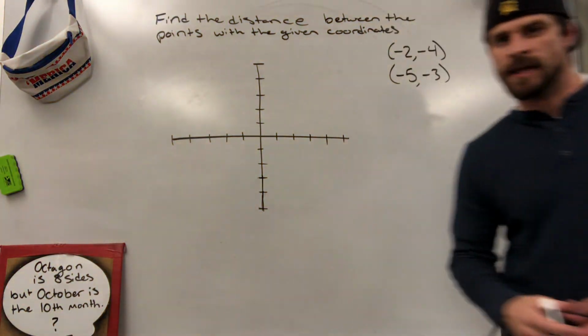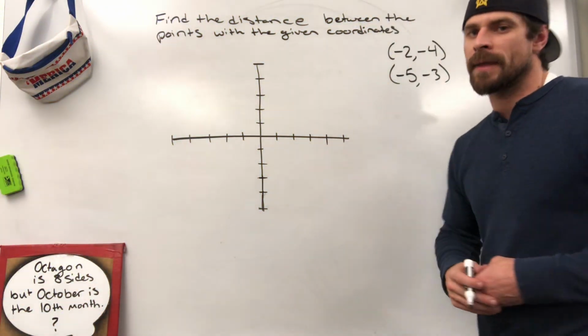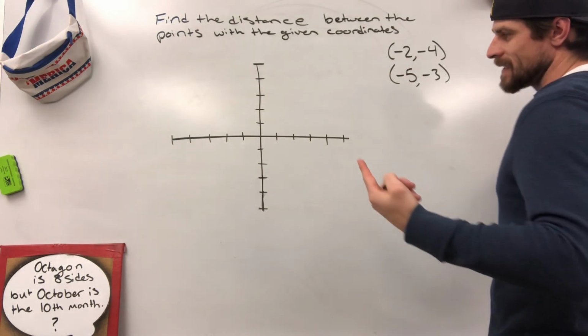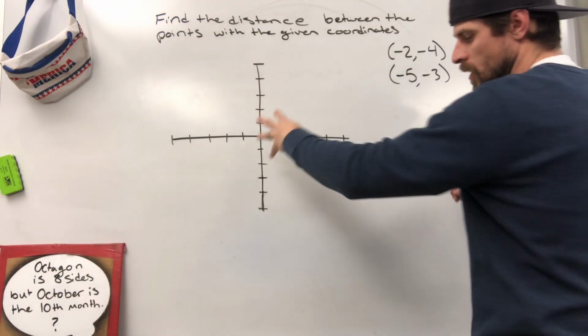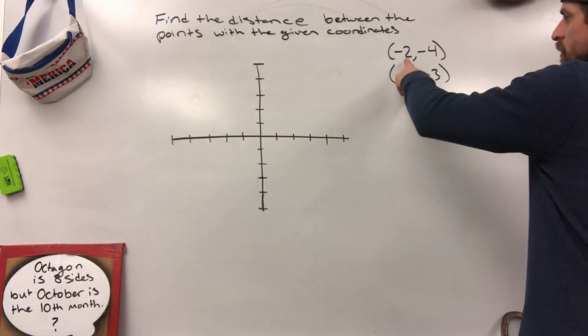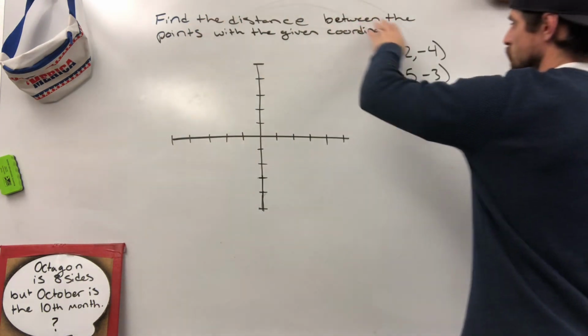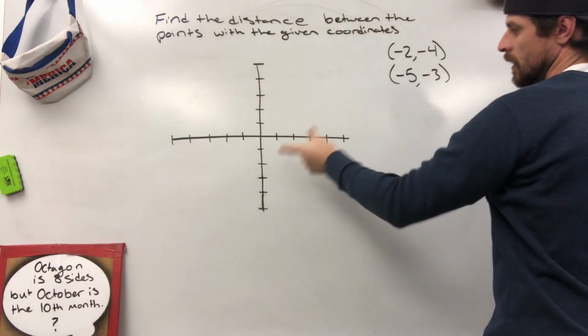All right, here's one of my favorite types of problems to give when we first start working through the Pythagorean theorem. I'm going to ask students to plot two dots, and then they've got to find the distance between those two dots on a coordinate grid. So first thing I would do is plot -2 and -4. We're trying to find the distance between these two dots on the coordinate grid.